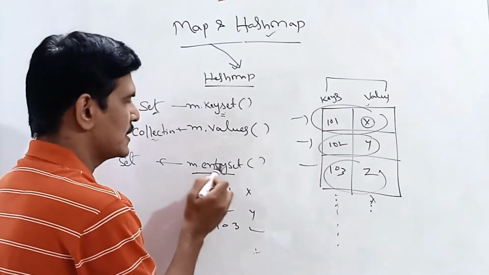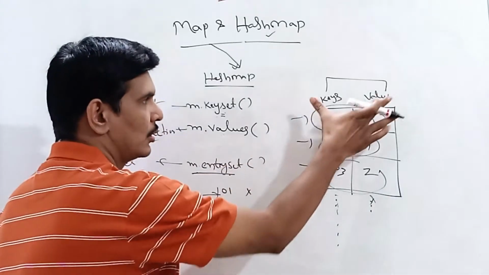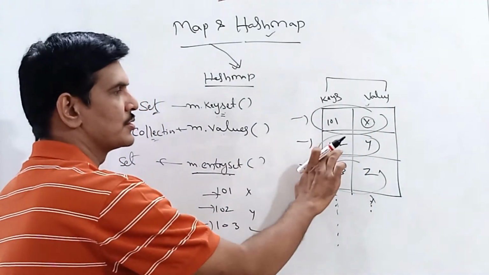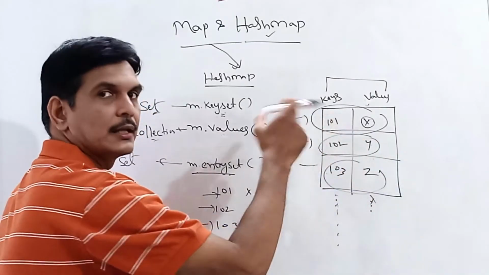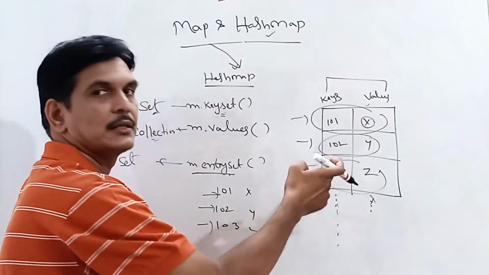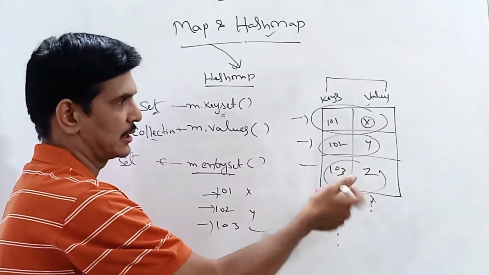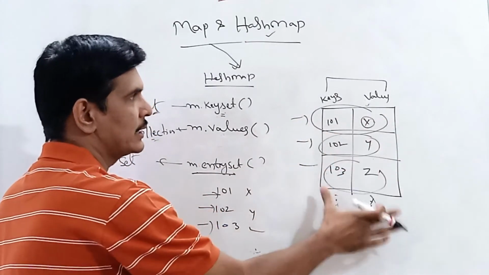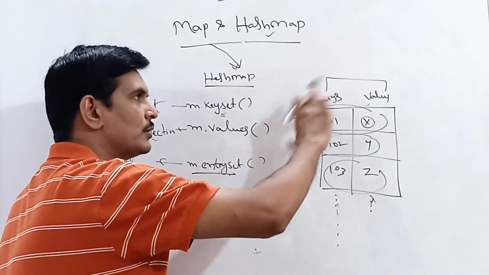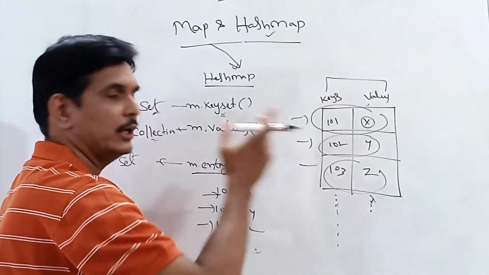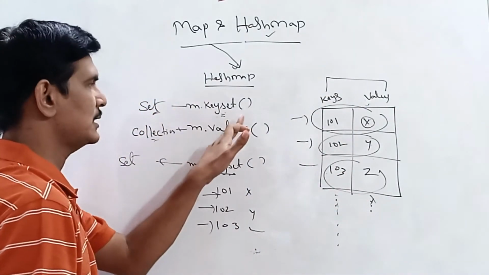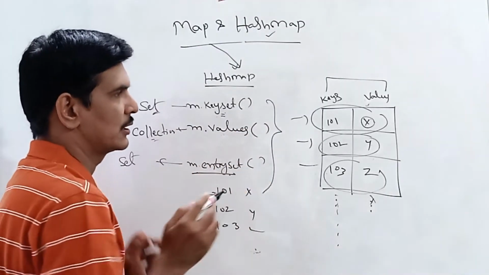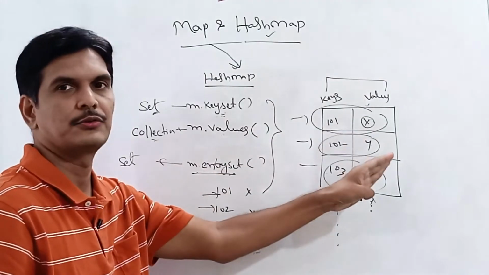So entrySet is a method which will return all the entries individually. 101 x is one entry, 102 y is another entry, 103 z is another entry. So entrySet returns all the entries from the hash map along with the key and value pair. That is the difference between keySet, values and entrySet. With these methods we can work with the keys and the values.